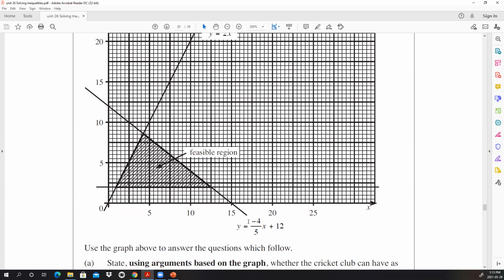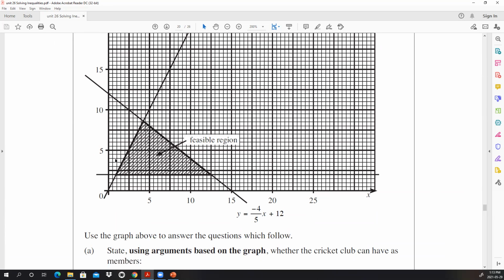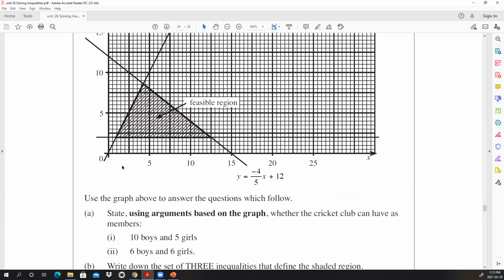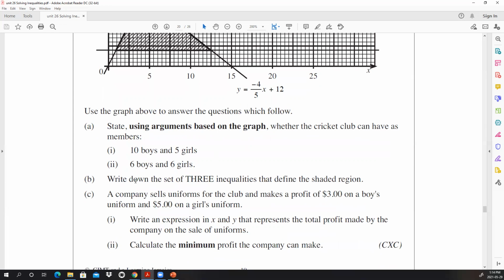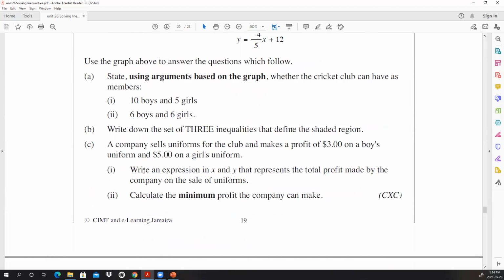So this is the equation of this line, and then I have this line right here. This is 2.5, so probably somewhere just below 2.5. So it says use the graph above to answer the questions which follow. State using arguments based on a graph whether the cricket club can have as members 10 boys and 5 girls, 6 girls and 6 girls, and it goes down, right? Now the set of 3 inequalities that define the shaded region, and then it goes down.